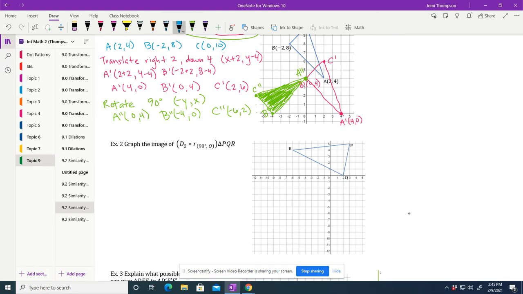Now on example 2, we have PQR again, and this time the coordinates aren't written out for us, so I'm going to go through and identify the coordinates. That's on purpose, just to give us a little practice. This is 3 over and then up 5. Remember that every coordinate is always x, y. X is left and right, and y is up and down. So we always go left and right first. To get to R from the origin, I go left 6, then up 4.